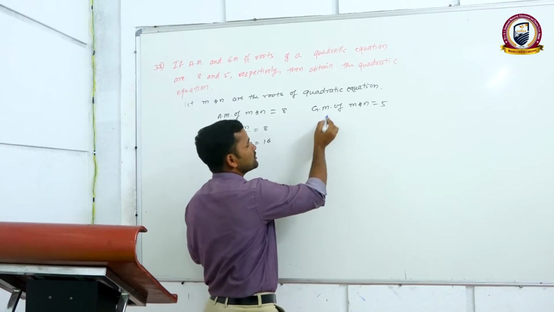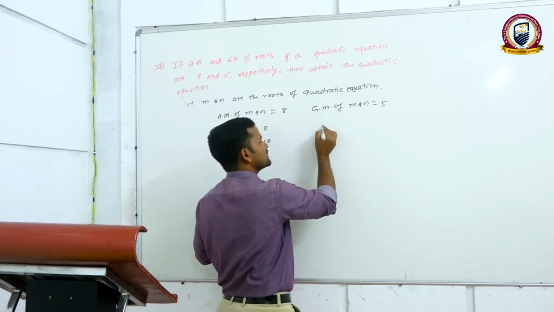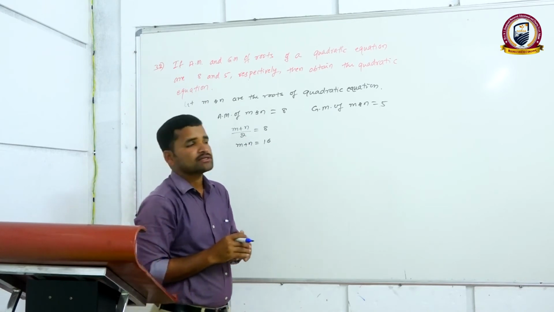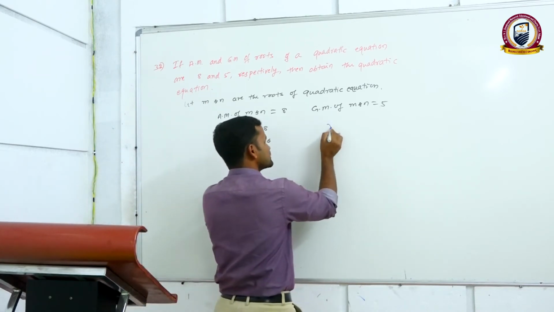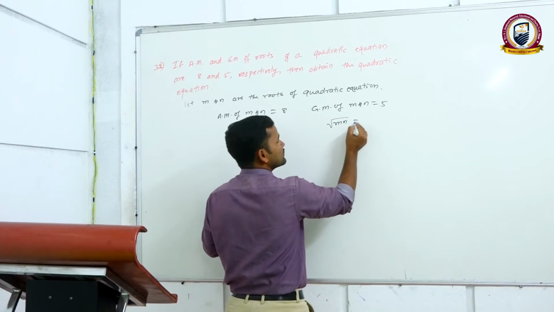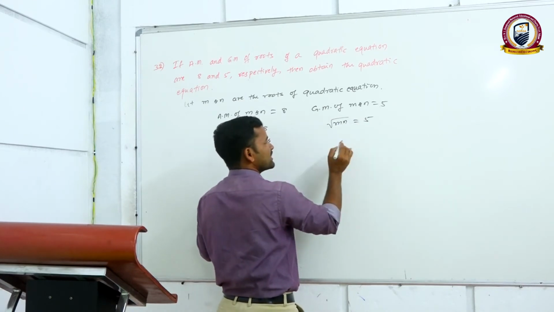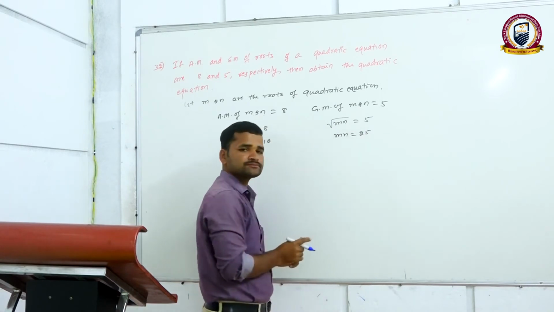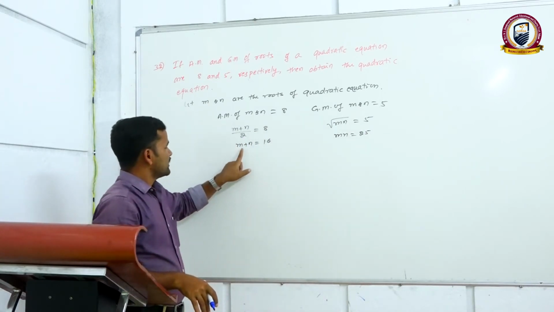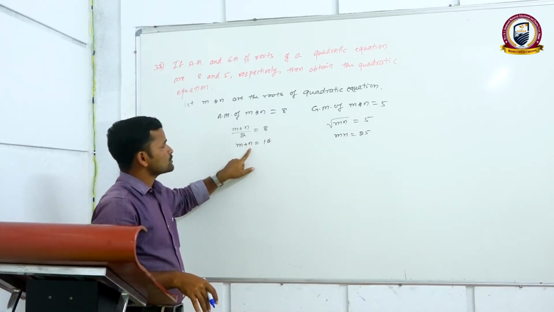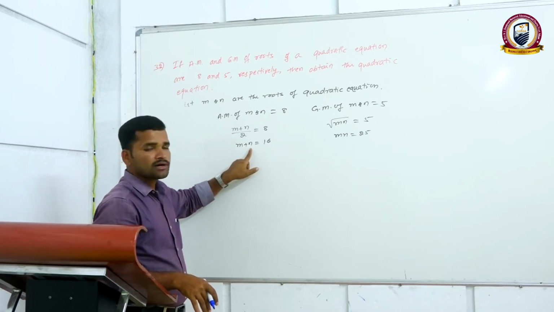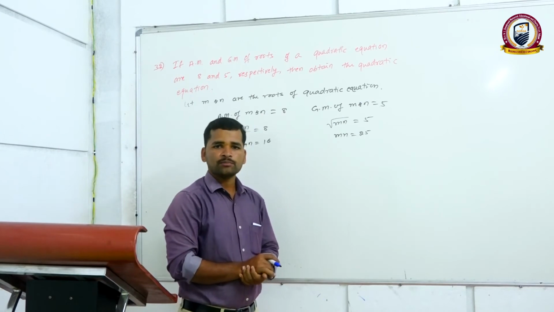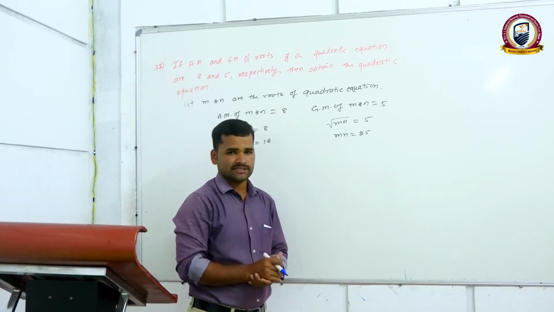Next, here geometric mean of m and n. Geometric mean of a and b is what? That is root ab. So geometric mean of m and n is root mn. Root mn is equal to 5. Squaring on both sides, m into n is equal to 25. See, I have m and n. m and n are the roots of the quadratic equation. I have sum of roots and also I have product of roots. I hope you know the concept of quadratic equations.